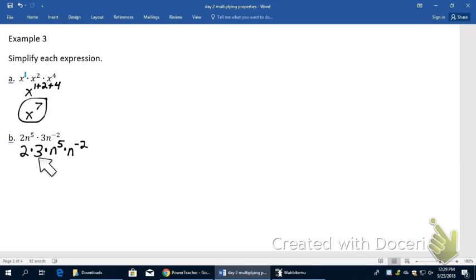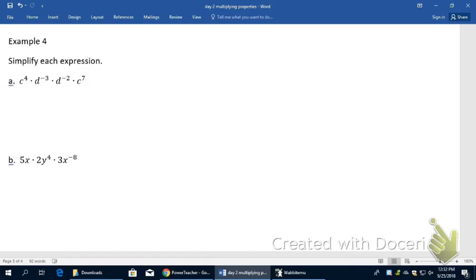Now, when bases multiply, they're constant values, you just go ahead and multiply those together like normal. So 2 times 3 is 6. And that will be n to the 5 plus negative 2, which will be 3. And that's done. Common error here is that people want to add the coefficients 2 and 3 together, but those still multiply. So follow your operation for your bases.